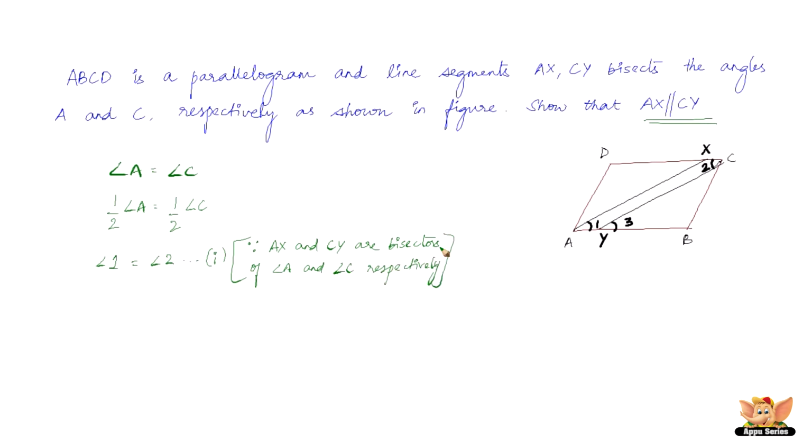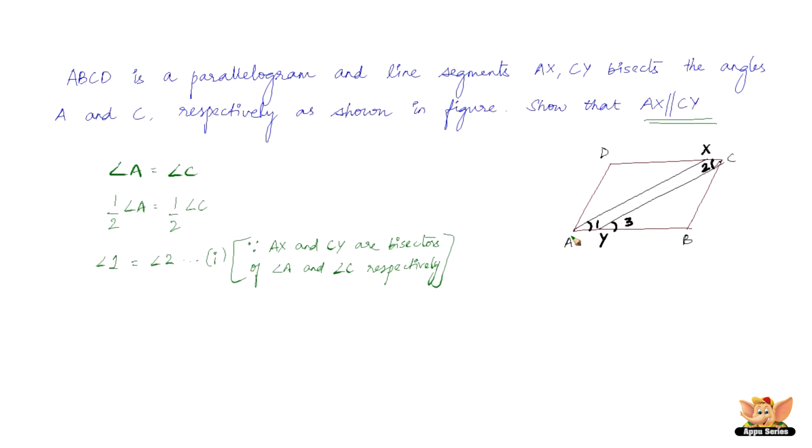So let me quickly explain this. We have angle A equals angle C, first point. If both are bisected, the bisected angles are also equal to each other. So therefore, angle 1 is exactly half of angle A and angle 2 is exactly half of angle C. So therefore, angle 1 will be equal to angle 2. So that is what this is all about.